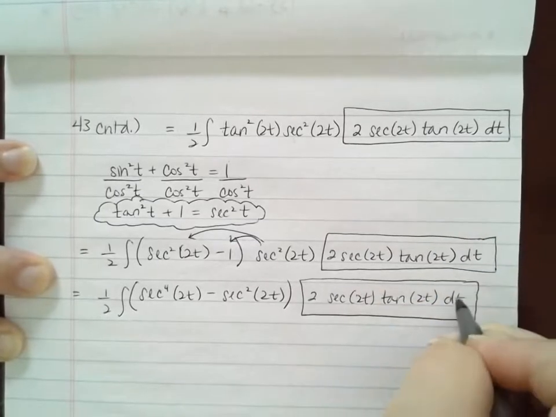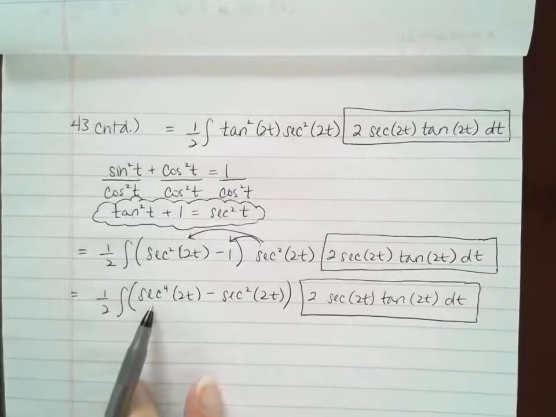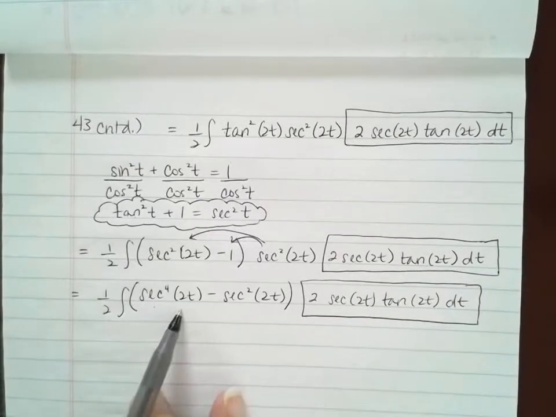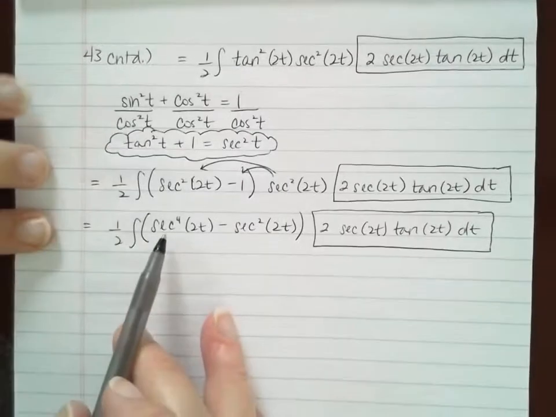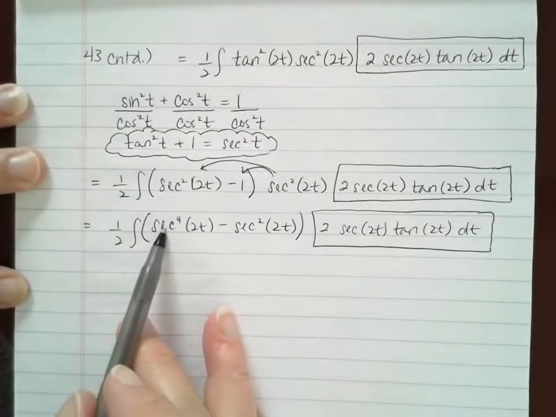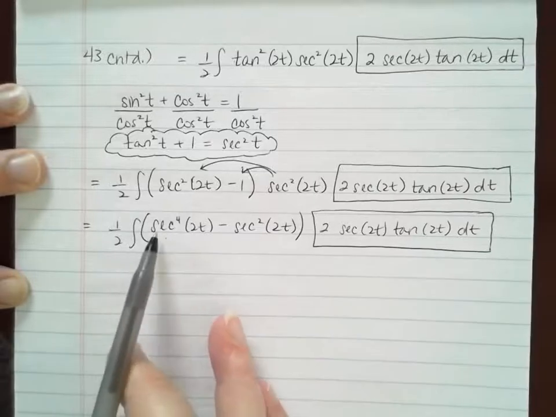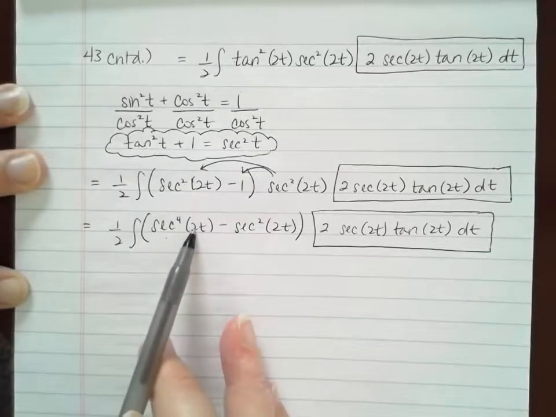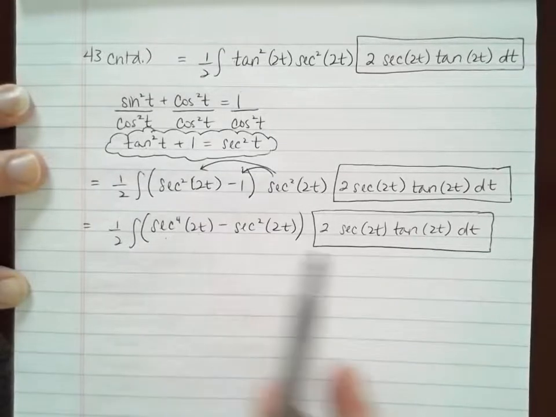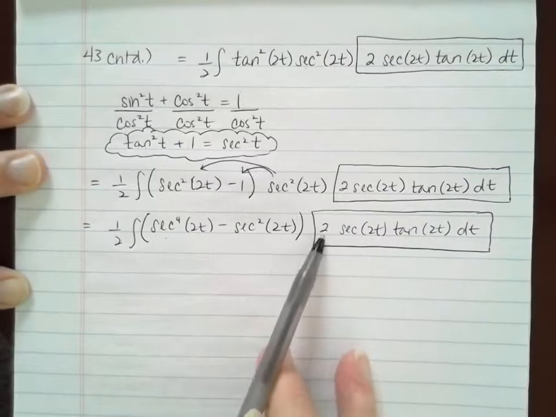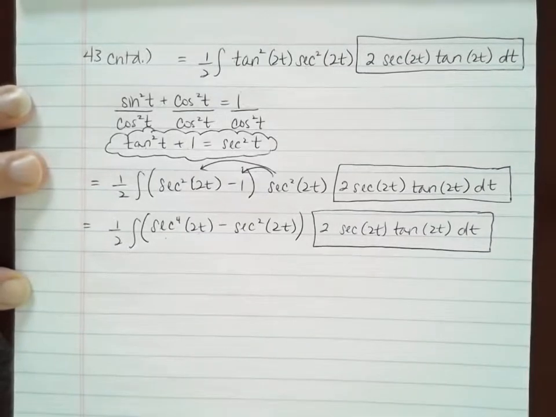Now that everything is converted to a secant, everything being what's not in the box, I can just treat it like a u sub. If u is secant, then du is the secant tan. Or better yet, if u is secant of 2t, then secant 2t tan 2t with the 2 in front is what I need to integrate this.